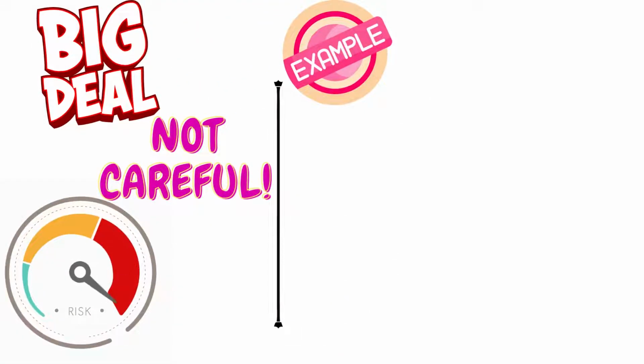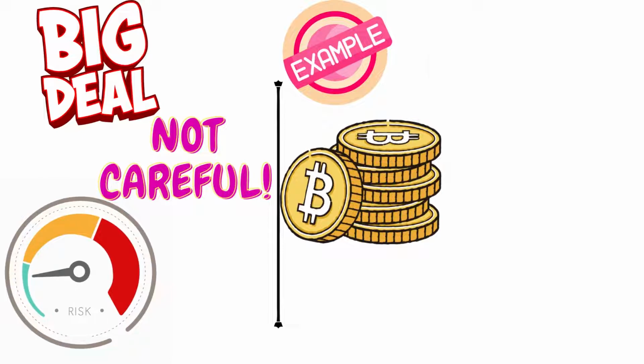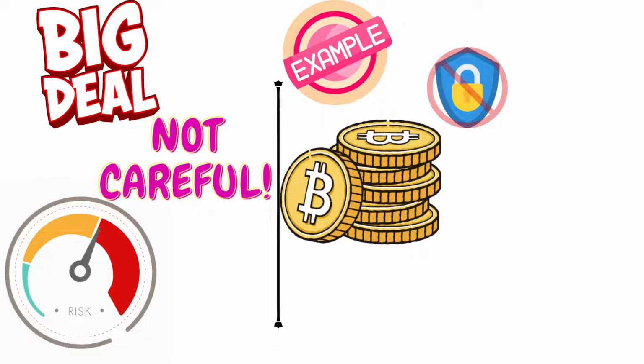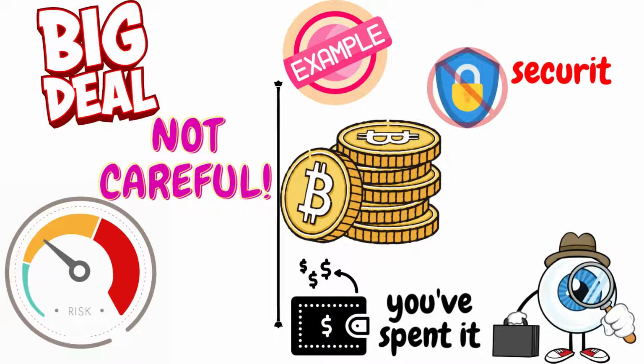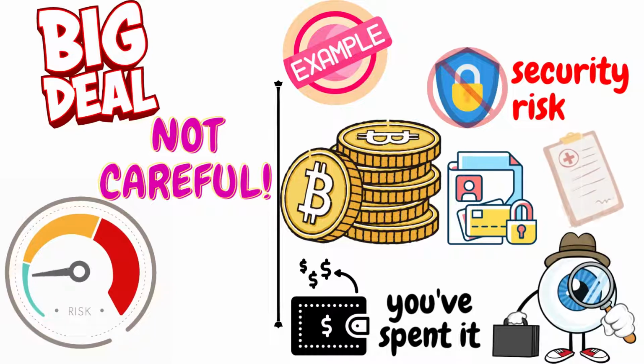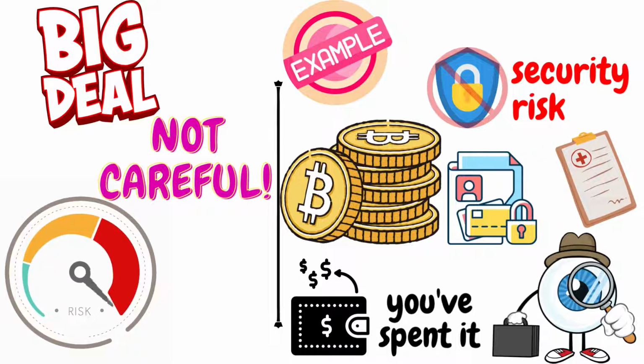This might not seem like a big deal at first, but it can be a huge risk if you're not careful. For example, if you're using a cryptocurrency like Bitcoin, which is not privacy-focused, anyone can see how much you've spent and where you've spent it. This can be a huge security risk, especially if you're dealing with sensitive information like medical records or financial data. That's where privacy-focused cryptocurrencies come in.